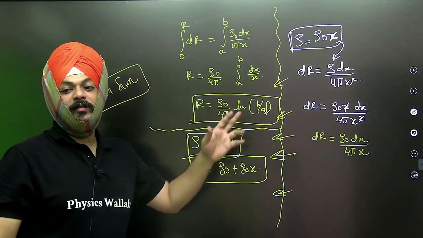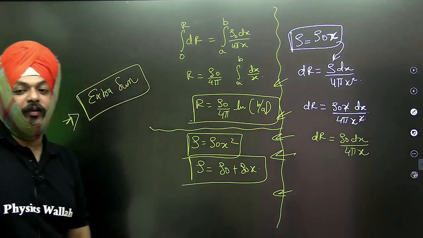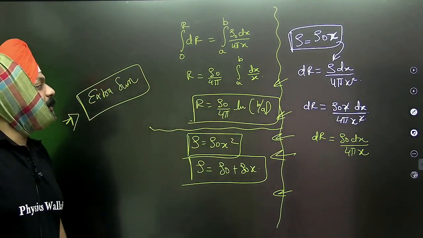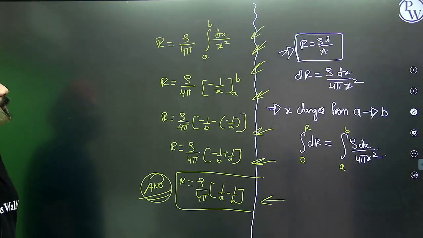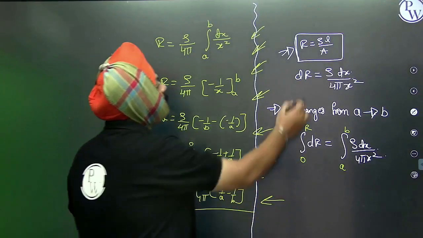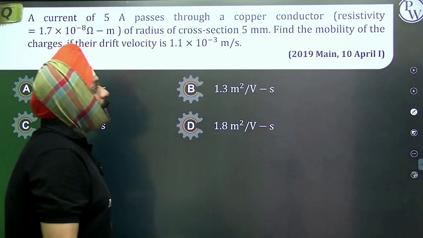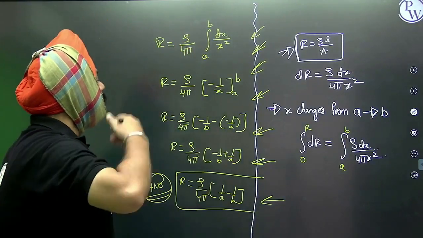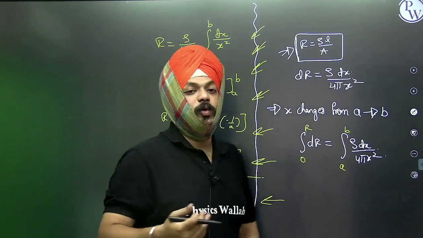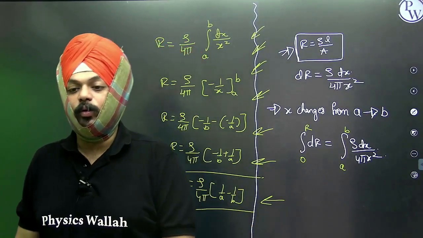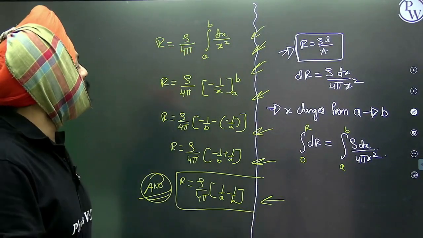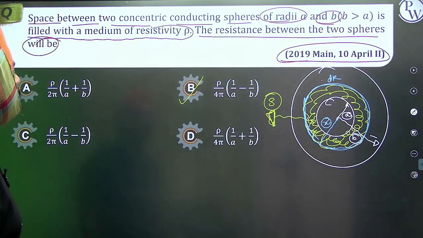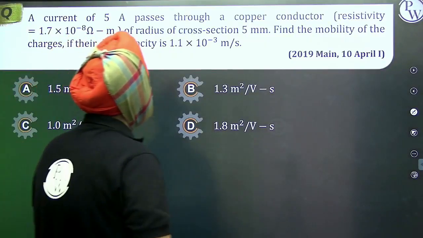So, if you want to have a snap of it, you can, on the count of 5, 4, 3, 2, 1. See now, here the resistivity was constant. I'm sorry, we were talking about the resistivity. The resistivity was constant in the previous case, in the extra sum we saw, in which resistivity may change with respect to r. I'm extremely sorry for that. Okay, so B is the perfect answer. Hope you like this question.